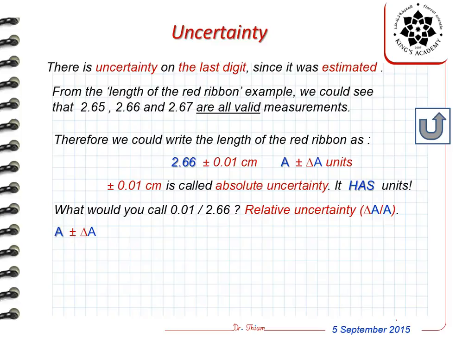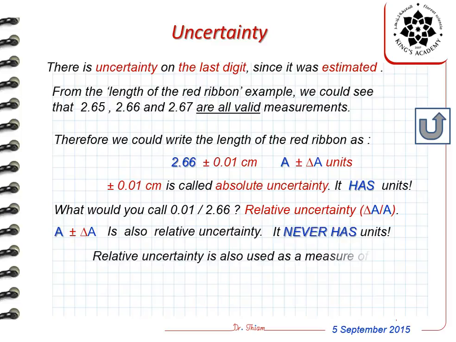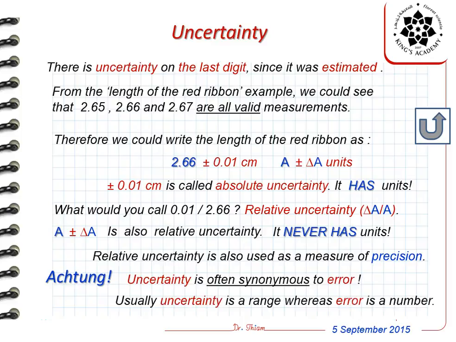That's the big difference between relative uncertainty and absolute uncertainty. Okay? Now, relative uncertainty is also a measurement of precision. We already mentioned that. The only difference between uncertainty and error, as far as we are concerned, again, is that uncertainty is a range and error is a number.